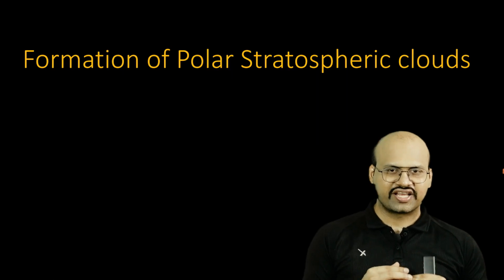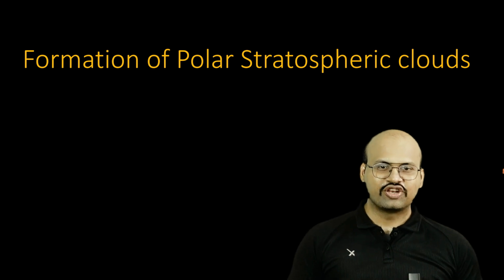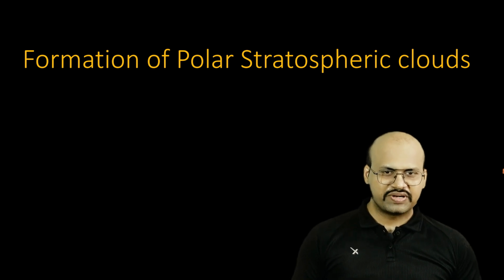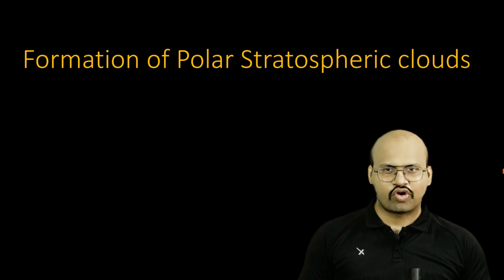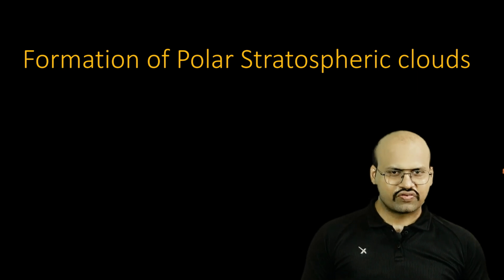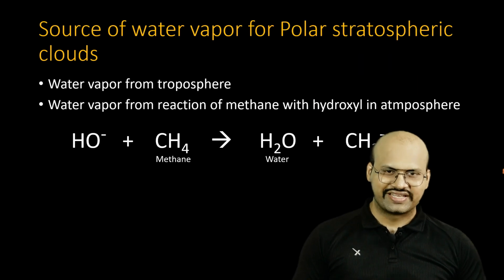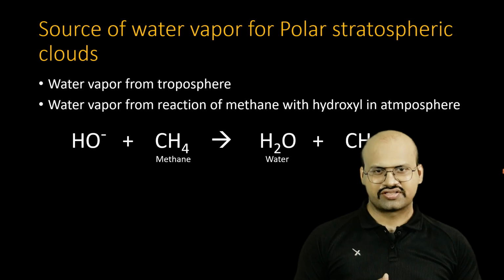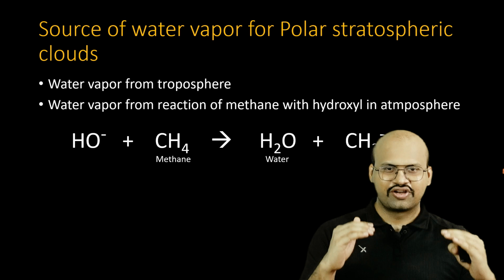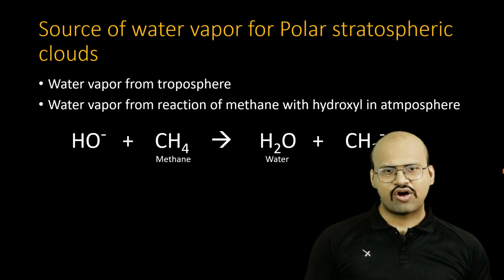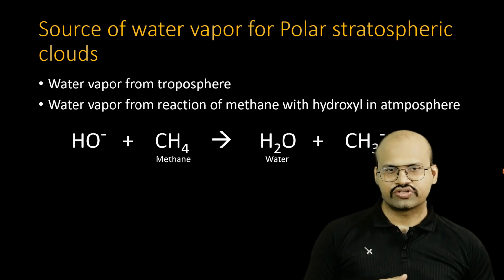Now, polar stratospheric clouds play a very major role in ozone depletion. So please try to understand the process of formation of polar stratospheric clouds and the effects of their formation. We have already studied in our previous videos that vapor does not cross the tropopause boundary. It is generally confined to our troposphere. But then how does vapor reach the stratosphere?